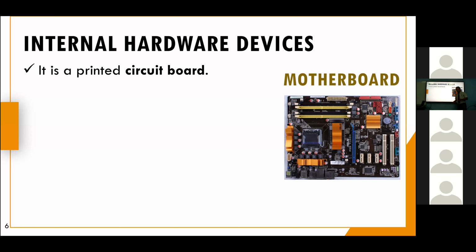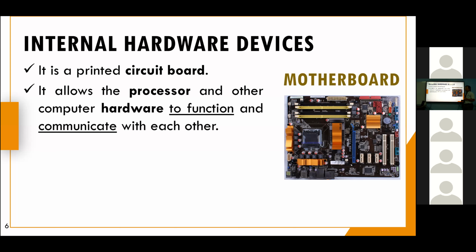It's a printed circuit board, as you see here, and it allows the processors and other computer hardware to function and communicate with each other. It means if you don't have a motherboard, or mainboard, another name, you cannot connect all the devices inside the system. For example, let's think about it. You don't have any motherboard. You have a keyboard and mouse and, for example, a printer and a monitor, but you don't know how you can combine them. This motherboard has the function of combining.